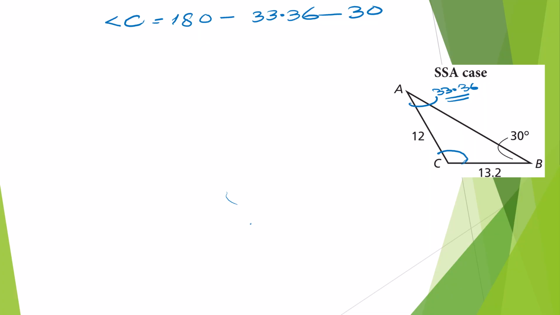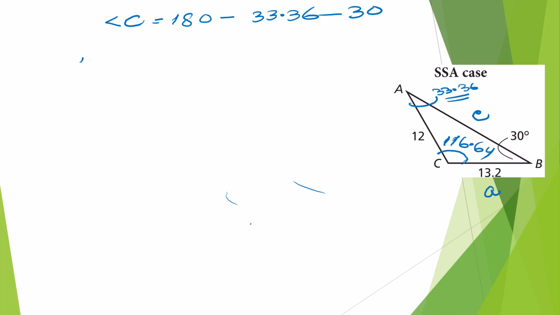So 180 minus 30 minus 33.36, and we will get 116.64. So now we know the capital A, B and C, and the small a and small b. Now we have to find out the small c.